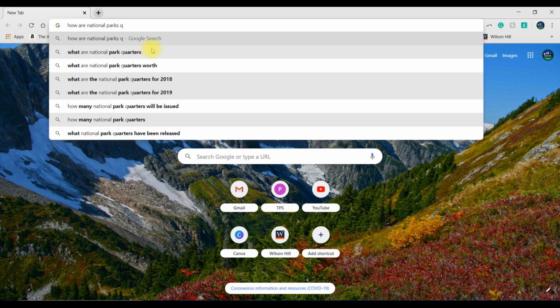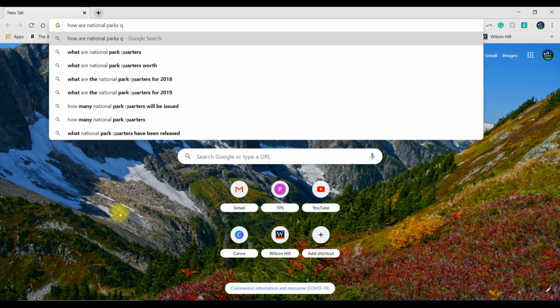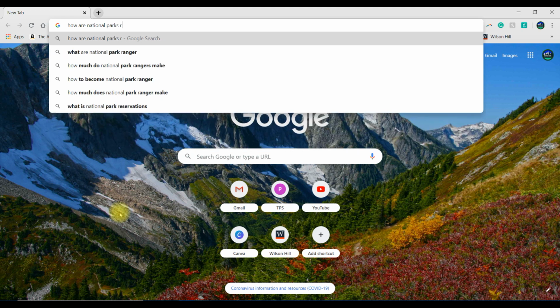What are national park quarters? I've made this video already, but national park quarters are like state quarters. They're just the United States 25-cent piece that are commemorating national parks. R. What are national park rangers? National park rangers are the people that help protect your national parks.